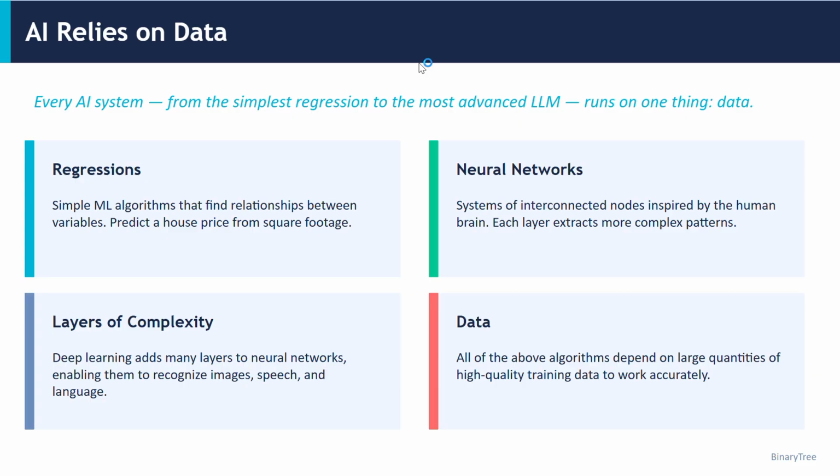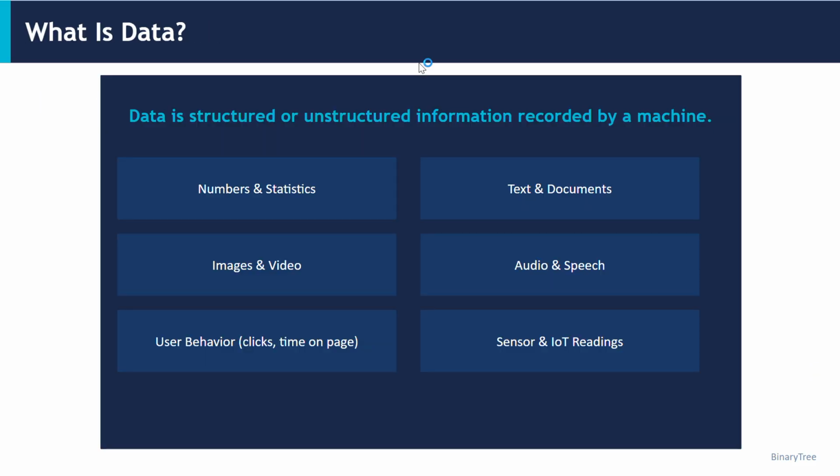Step up from there, you get neural networks, systems of interconnected nodes loosely inspired by the human brain, where each layer picks out more complex patterns than the last. Add many of these layers together and you get deep learning, which is powerful enough to recognize images, speech, and language. But notice the thread running through all of it. Every single one of these depends on large amounts of high quality data to work. No data, no AI.